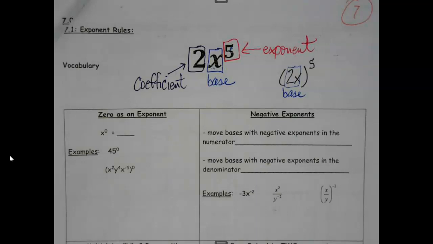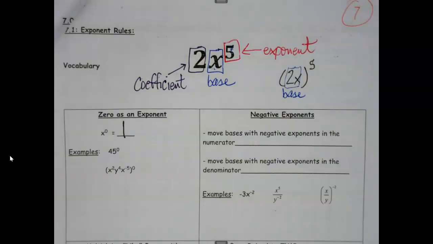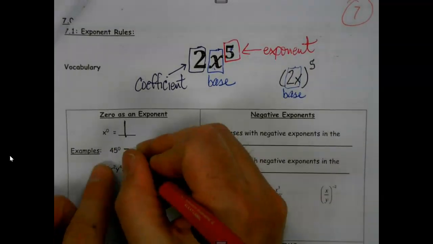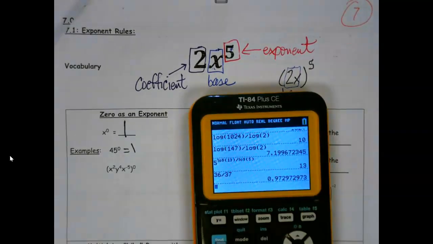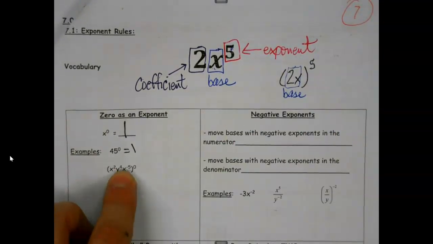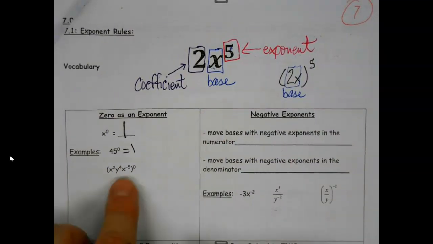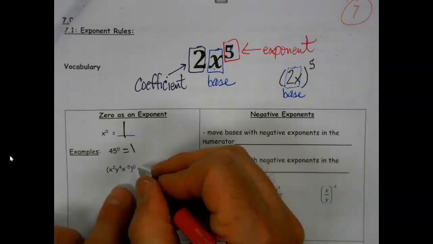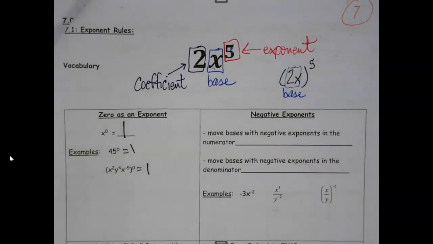0 is an exponent. Anything to the 0 power is 1. A variable to the 0 power is 1. 45 to the 0 power is 1. I'll even prove it. There it is. And x squared, y to the 4th, x to the negative 5th, to the 0, because remember, all this stuff when we do parentheses is all grouped together to the 0 power, is still 1. That's wild, but it's one of those math rules that just, it is what it is. So you're like, sweet, anything to the 0 power is 1. We're good.